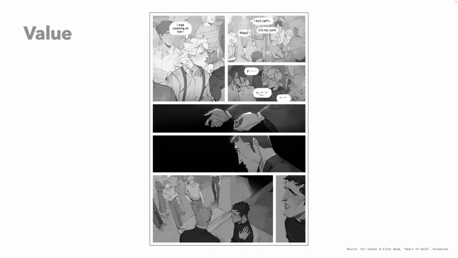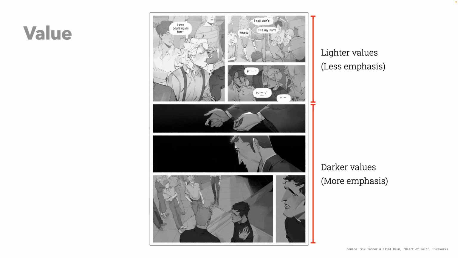Now, I've turned down the saturation on the page to better showcase how it's using values to create contrast between the lighter panels up top and the darker panels on the bottom of the page. We can also see how most of the emphasis is being placed on the two panels in the center, with the totally black background making these panels the hardest hitting things on the page.